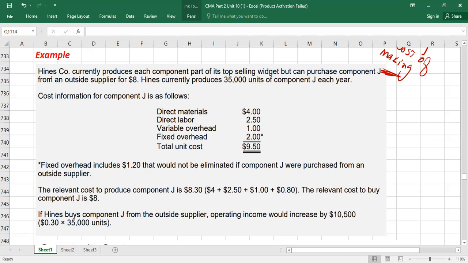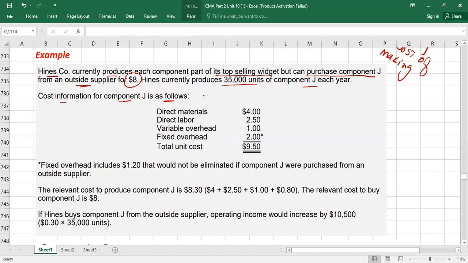For example, here we have Heinz company, which currently produces each component part of its top selling widget, but can purchase component J. So here it is an important point: you are manufacturing widgets, but they can also be purchased from an outside supplier for $8 each. Heinz currently produces 35,000 units of component J. Like you are manufacturing how many units? 35,000 units. In each year, the cost information for component J is as follows.